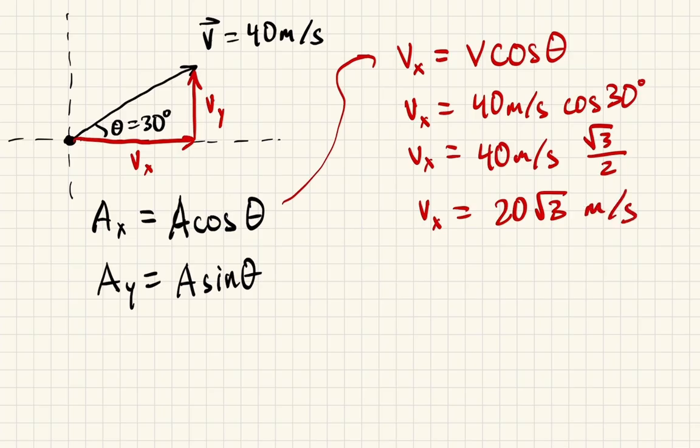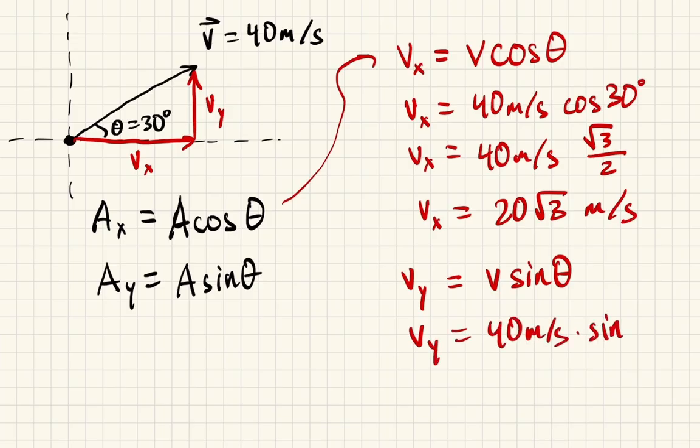Okay. As for the velocity vector's y component, it's going to be the magnitude of the velocity vector multiplied by sine of the angle. And so now this would be that right there.